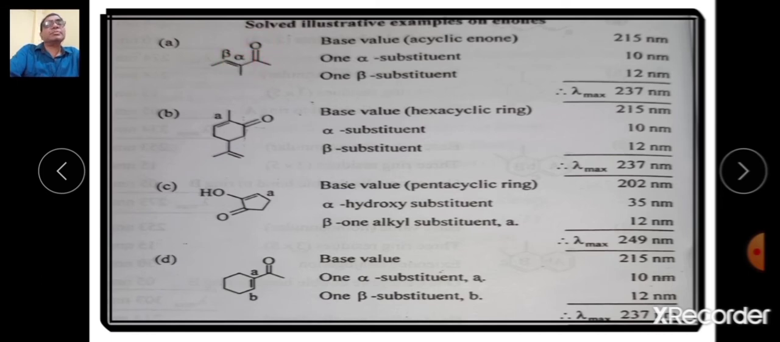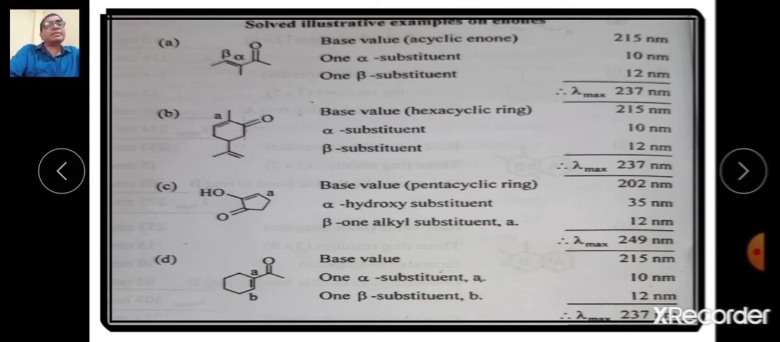This is the system. On the alpha position there is one substitution, and on the beta position there is another substitution. The base value for an acyclic enone is 215 nanometer. One alpha substituent adds 10 and one beta substituent adds 12, and therefore the lambda max value becomes 237 nanometer.